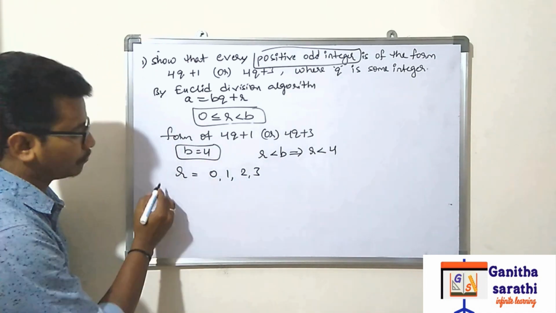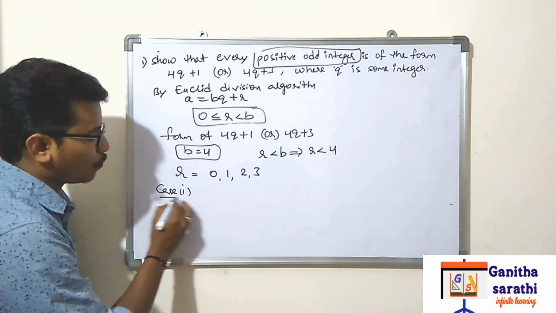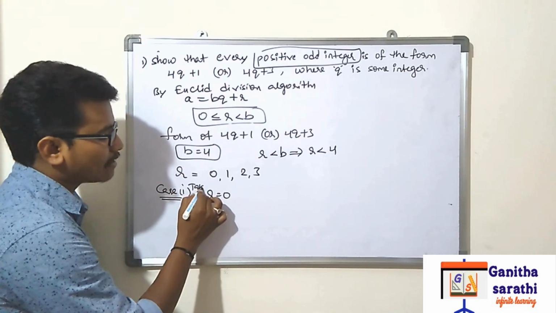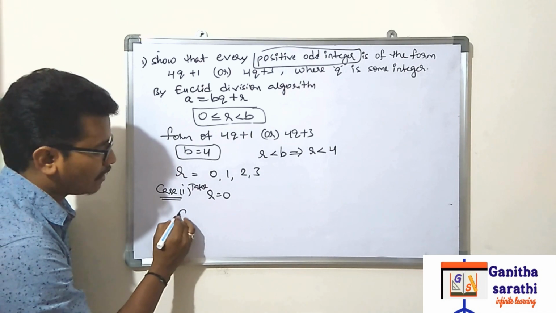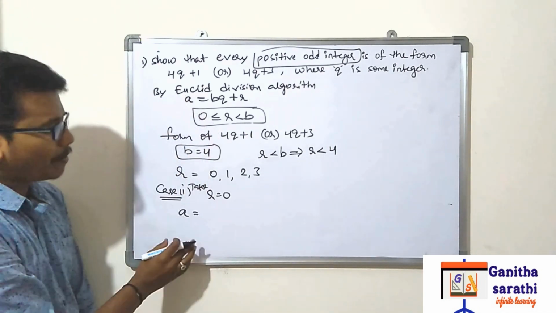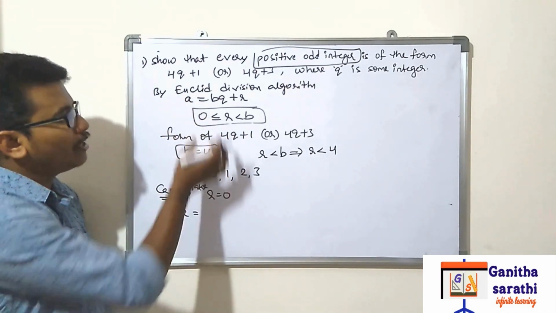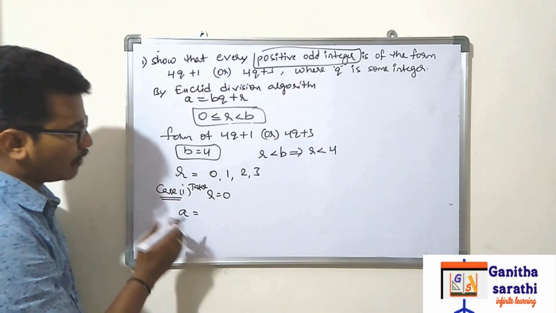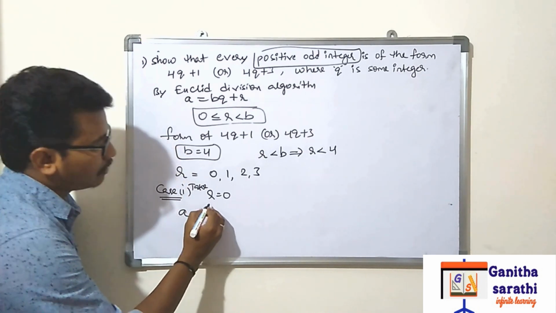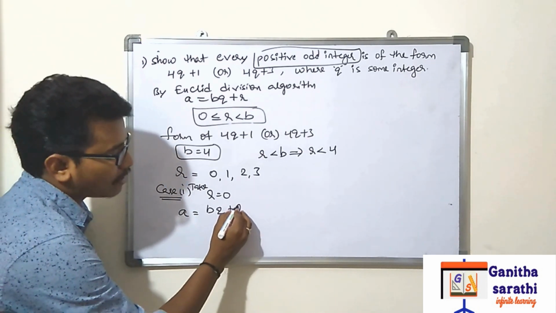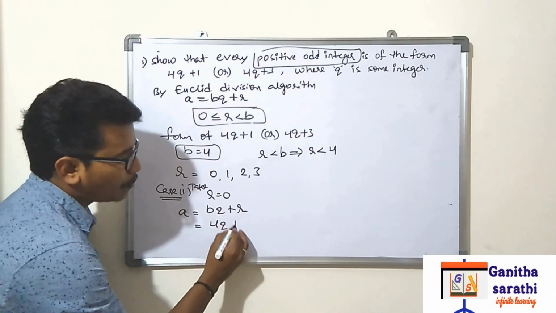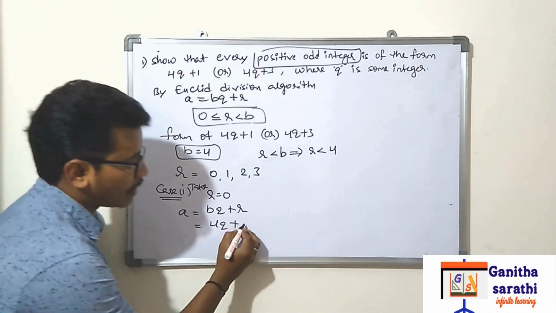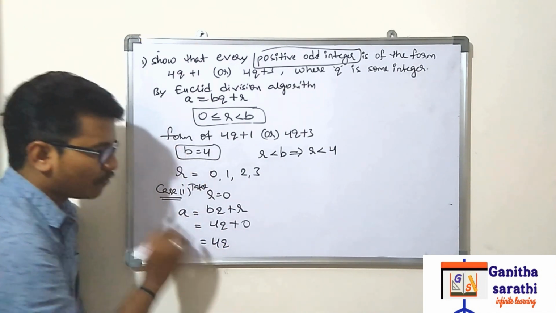Now case 1. What is case 1? Take R equal to 0. A means some part, and we will convert the A value into this form, 4q plus 1. With R equal to 0, A is equal to BQ plus R, meaning 4q plus, where the B value is 4. The R value in the first case is 0, so A is equal to 4q.